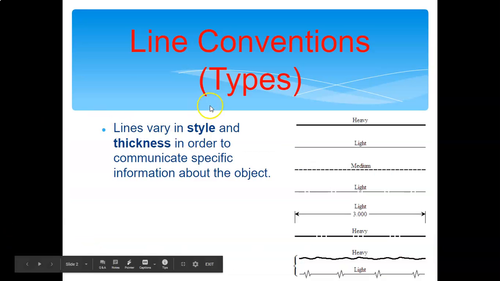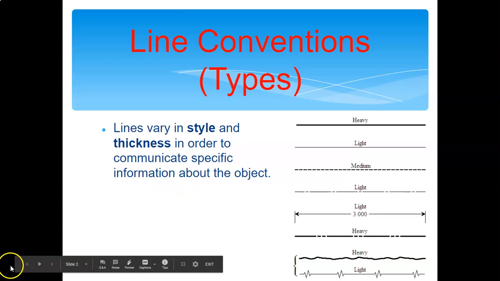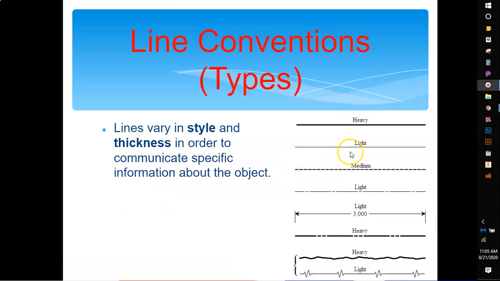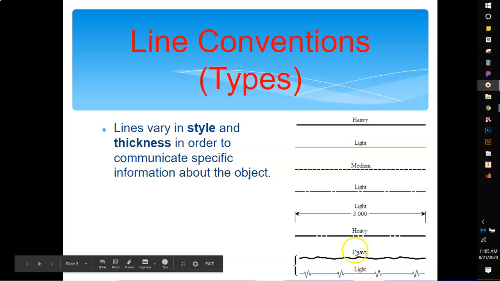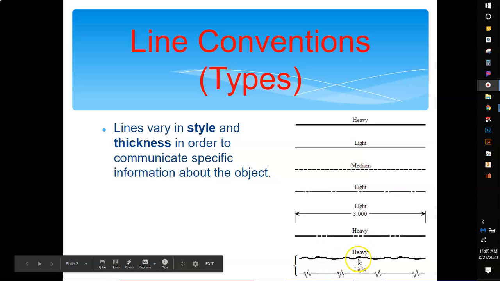So line conventions, also called line types, vary in style and thickness, okay? And the whole point of these lines is to communicate a message. You can see in this example I have a whole bunch of different types of lines that you might see in technical drawing. You have heavy lines, light lines, medium lines with dashes, different types of dashes, some with arrows, some that look like freehand drawn lines, some that almost look like a pulse. Okay, they all communicate a message.